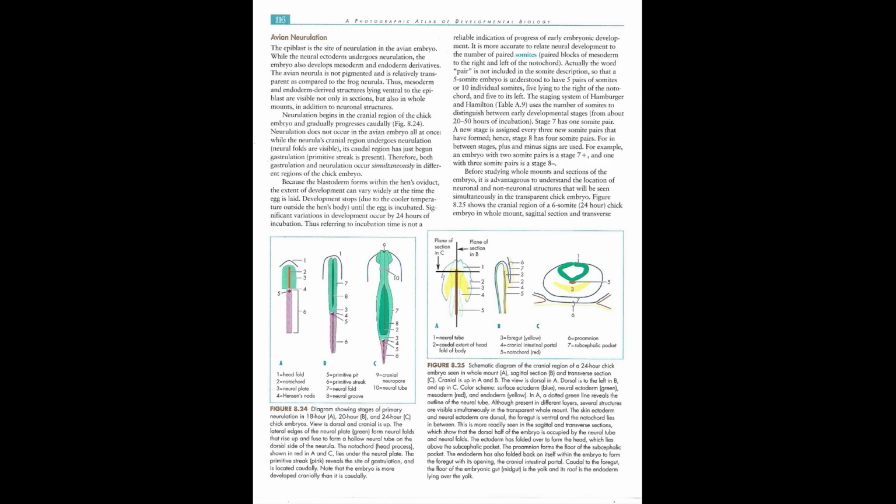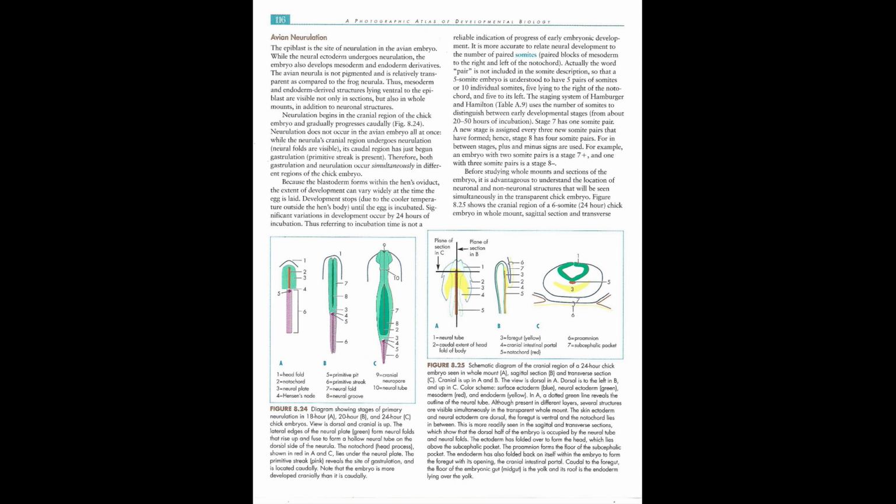Avian neurulation. The epiblast is the site of neurulation in the avian embryo. While the neural ectoderm undergoes neurulation, the embryo also develops mesoderm and endoderm derivatives. The avian neurula is not pigmented and is relatively transparent as compared to the frog neurula. Thus, mesoderm and endoderm derived structures lying ventral to the epiblast are visible not only in sections, but also in whole mounts, in addition to neuronal structures.